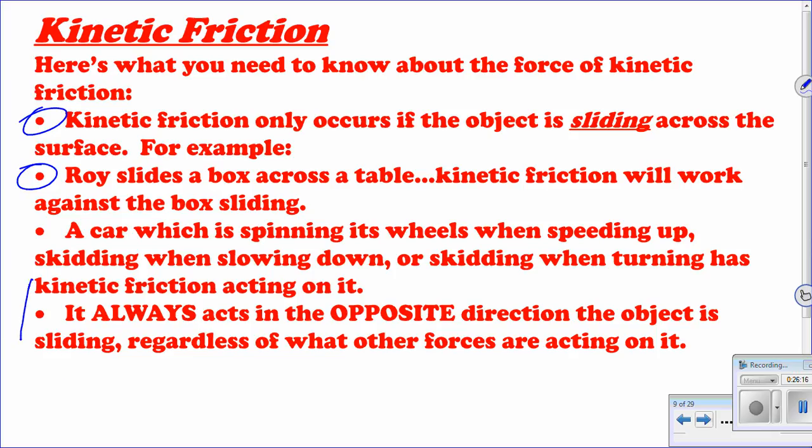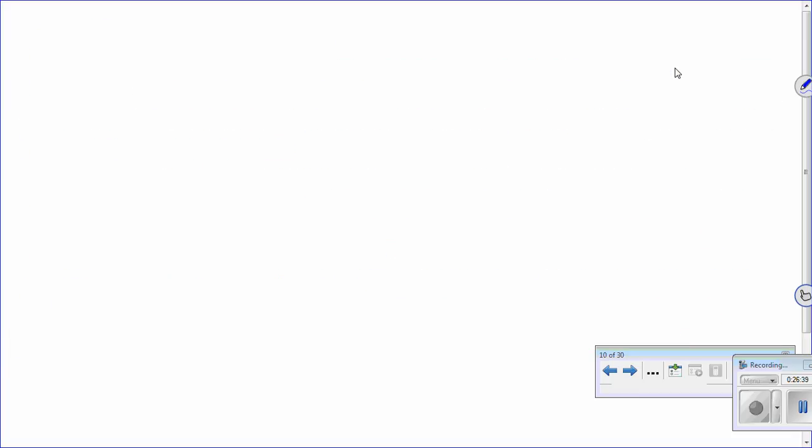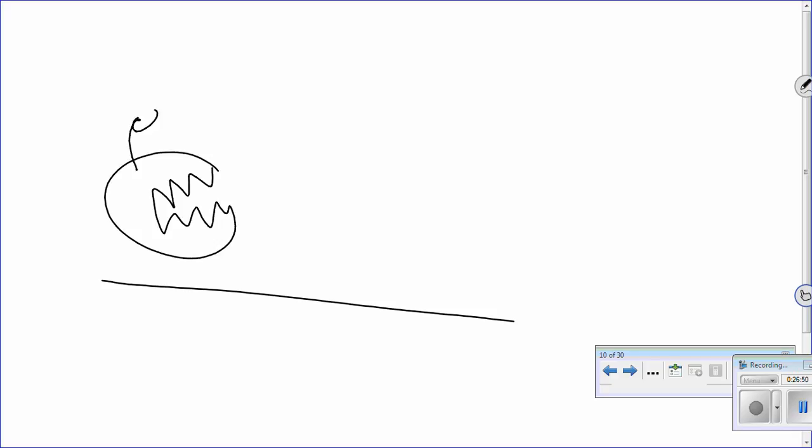All right. No matter what, this is the biggest thing that messes people up. No matter what other forces are acting on your object, kinetic friction always acts in the opposite direction that the object is sliding. Okay? Here's a really dumb, simple example that will hopefully help you visualize that a little bit better. All right? So, check it out. Here is a giant monster which is attacking Metropolis. It's got big claws.